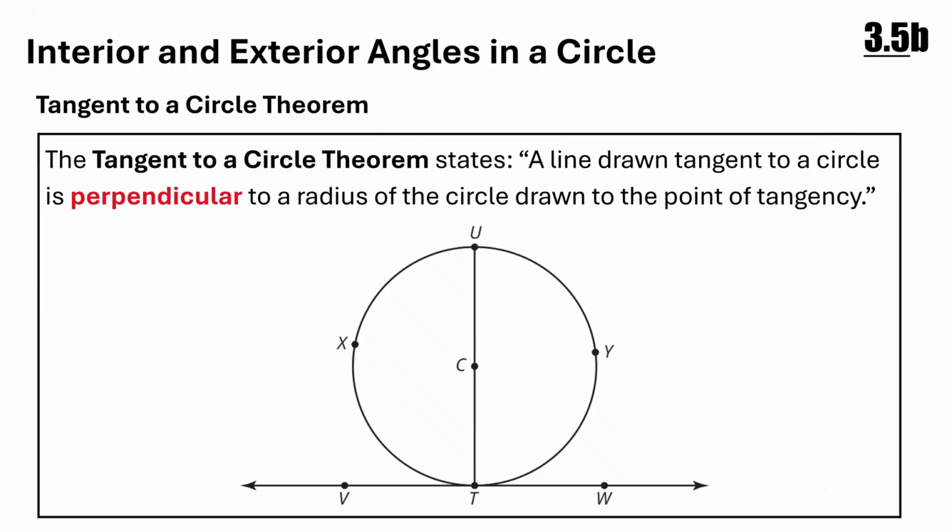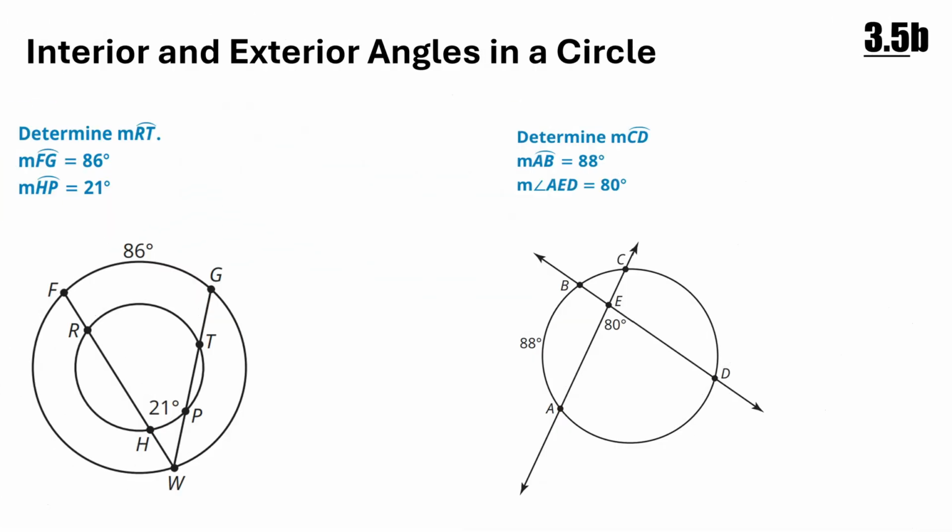The tangent to a circle theorem states, a line drawn tangent to a circle is perpendicular to a radius of the circle drawn to the point of tangency. The problem on the left asks to find the measure of arc RT, given that the measure of arc FG equals 86 degrees, and the measure of arc HP is 21 degrees.